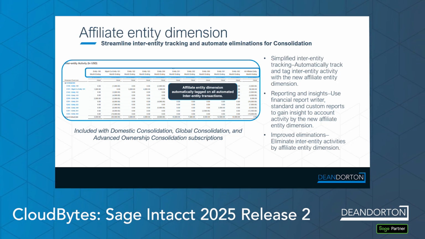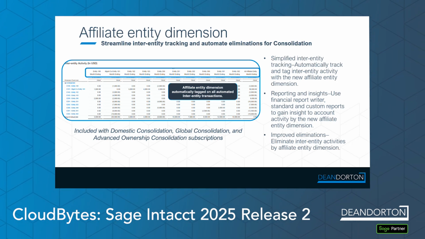It's applied seamlessly by the Sage Intacct solution, but it is another step in helping companies who need to do these consolidations further automate the consolidation process, to make it almost painless. So it's another dimension that's added into the system. If you have domestic consolidations, global consolidations, or advanced ownership consolidation subscriptions, you get this dimension. If you don't have it, you don't get it.